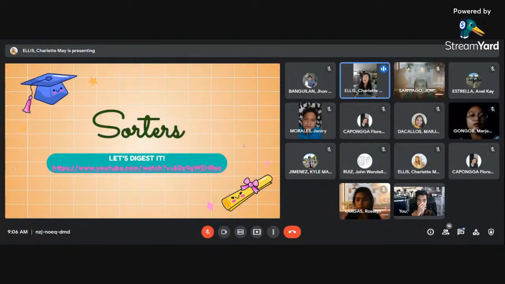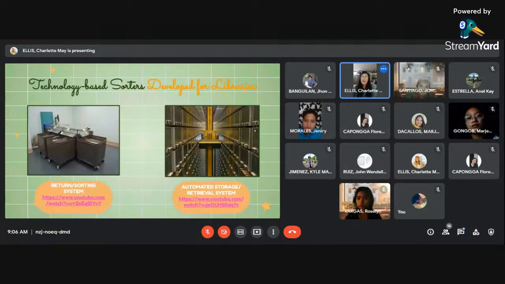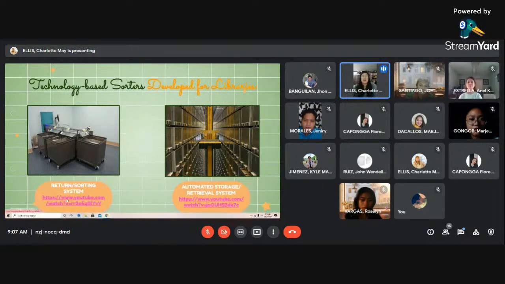So while librarians don't like to think of libraries as warehouses for books, there are a number of technologies developed for warehouses that can be beneficially used in libraries. Technology-based sorters developed for libraries, among these are return sorting system and automated storage retrieval system, or ASRS, which are commonly known in the warehousing industry as materials handling systems. Please watch these videos as well. For the return or sorting system, here's the video.